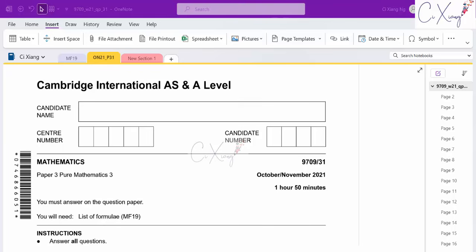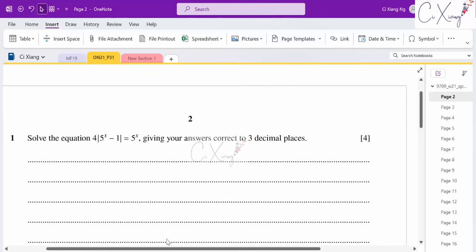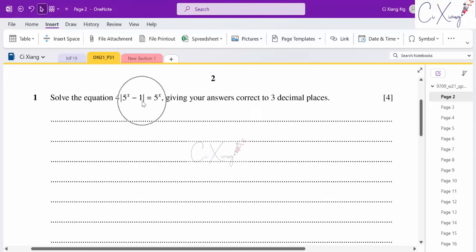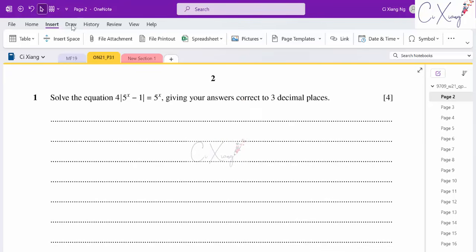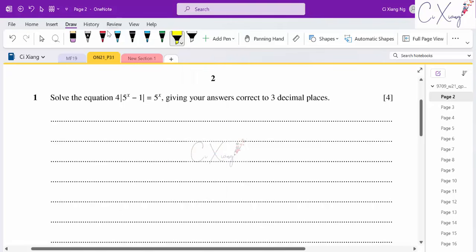Okay, so in this video, we'll be discussing paper 3, Pure Mathematics 3 for October-November 2021 and the variant paper 3-1. Okay, so we start with question number 1. They want us to solve this equation where you can see that the modulus function is involved. And then they want us to give our answer into 3 decimal places. All right, okay, so we'll start with the modulus function first.